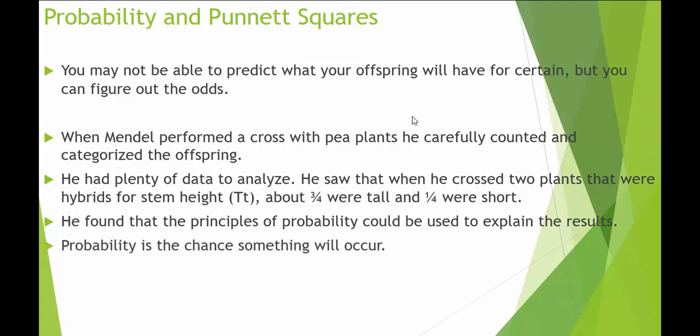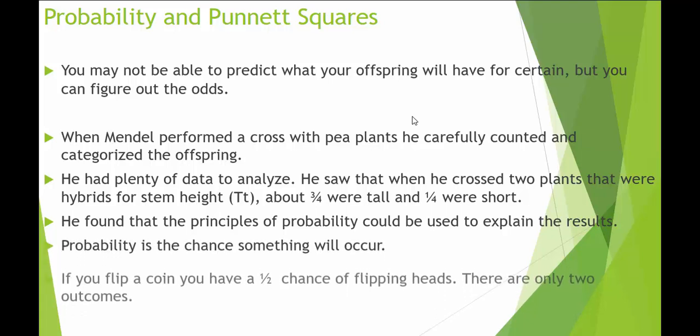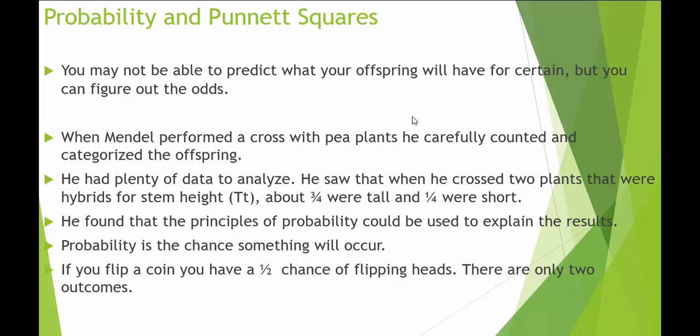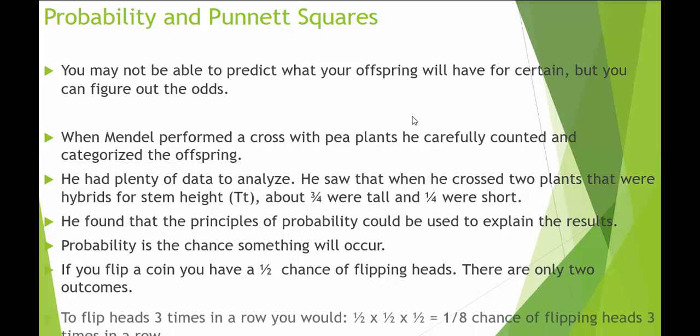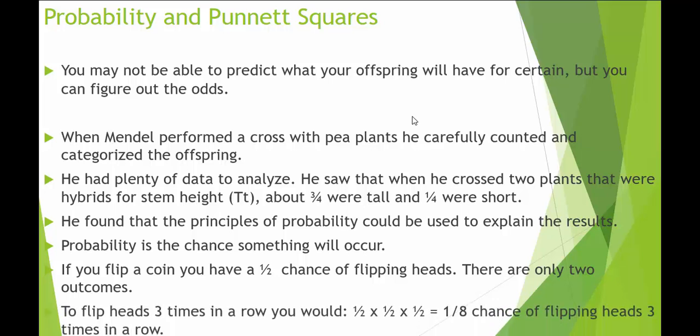Now, a probability is the chance something will occur. If you flip a coin, you have a 1/2 chance of flipping heads. There's only two outcomes. You're either going to flip heads or tails. To flip heads 3 times in a row, you'd multiply 1/2 3 times. So 1/2 times 1/2 times 1/2, which comes out to 1/8. You have a 1 in 8 chance of flipping heads 3 times in a row. That is probability.